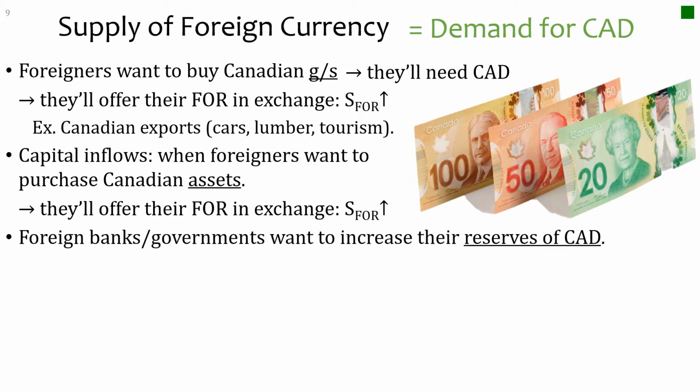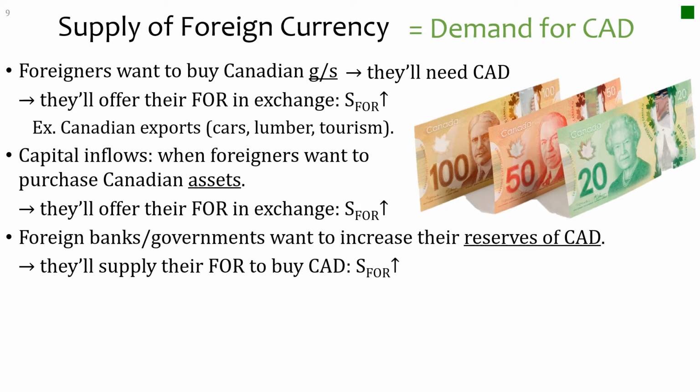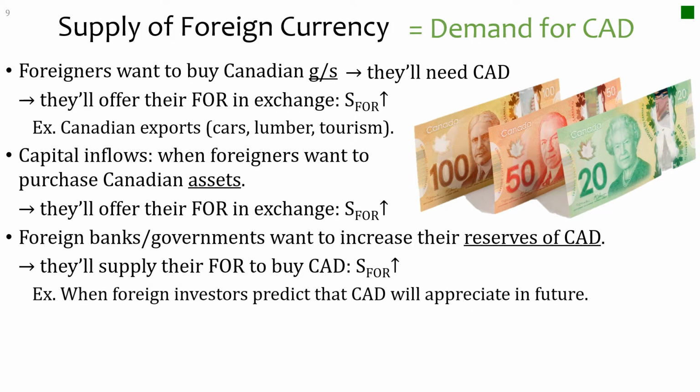Or let's say foreign banks and governments want to increase their reserves of Canadian dollars. Let's say for whatever reason they think that the Canadian dollar is valuable, it's going to increase in value in the future, so they would want to invest in it. If they want to buy Canadian dollars, what do they have to offer in exchange? Well, they will have to offer their own currency, and that's why the supply of their currency is going to increase. So for instance, when foreign investors predict that the Canadian dollar will appreciate in the future.